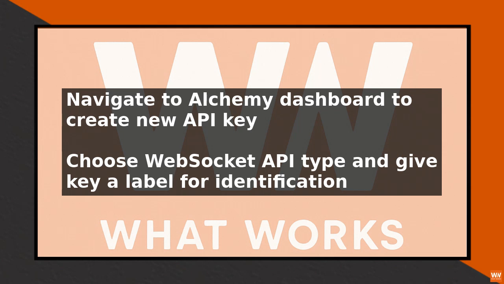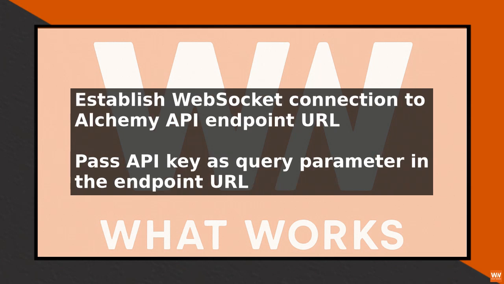After establishing the connection, you need to send an authentication message to the API. This message includes your API key and the namespace you want to access. The namespace determines the type of data you can access and the frequency at which you can make requests. To send the authentication message, you need to create a JSON object with the API key and namespace. Then convert it to a string and send it over the WebSocket connection.